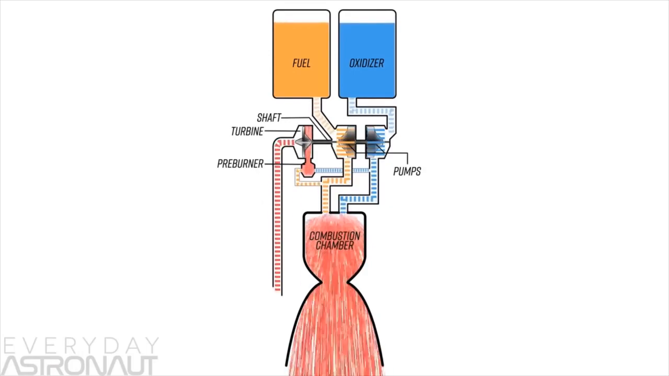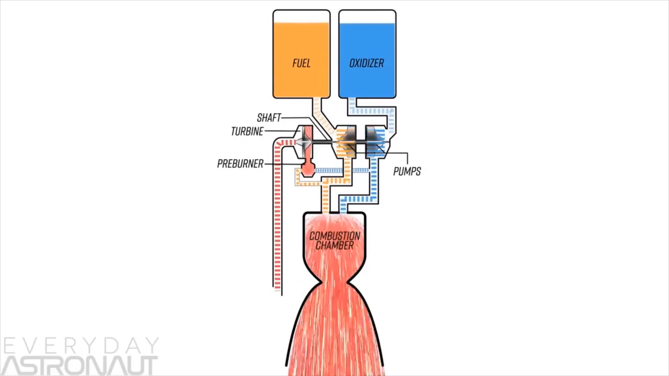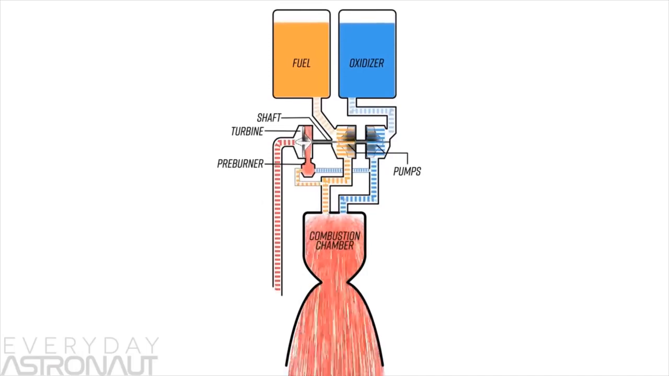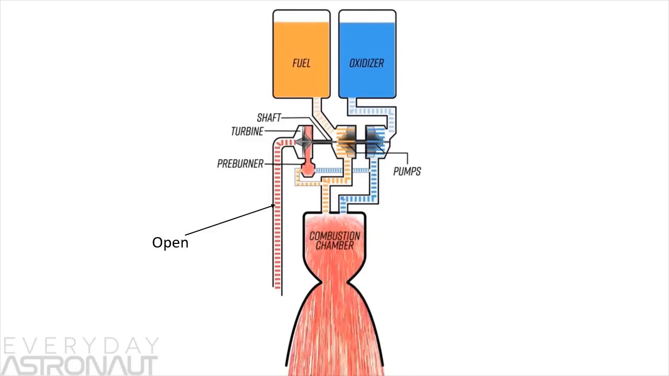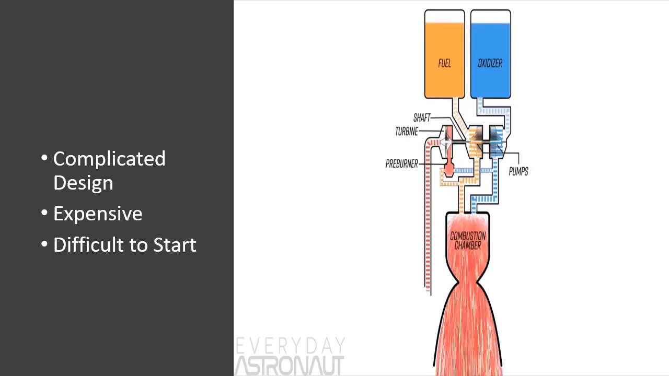In the open cycle system, the spent propellant from the pre-burner is simply dumped overboard and does not contribute any significant thrust. This makes it less efficient, since the fuel and oxidizer used to spin the pumps is basically wasted. You see, the half-burned fuel and oxidizer coming out of the shaft in the turbine through the open pipe is getting wasted. It's not doing any work in the combustion chamber, so it's not efficient. This is why the gas generator cycle is not used that much. It is a complicated design. It is expensive and it is very difficult to start, like I said.